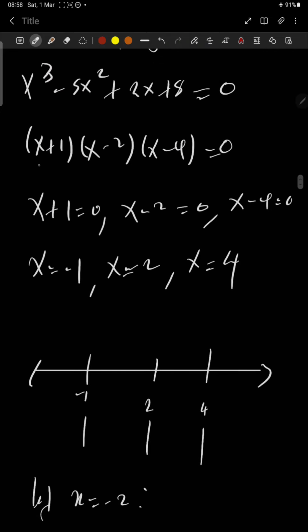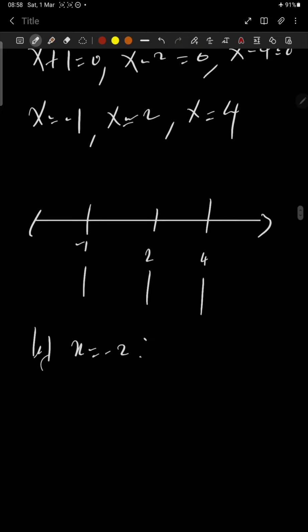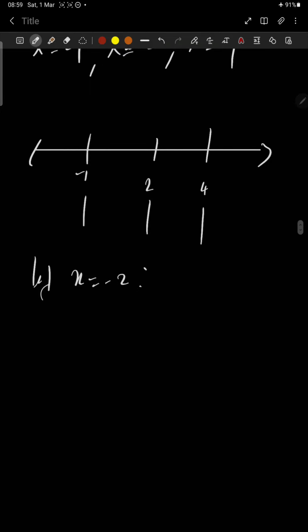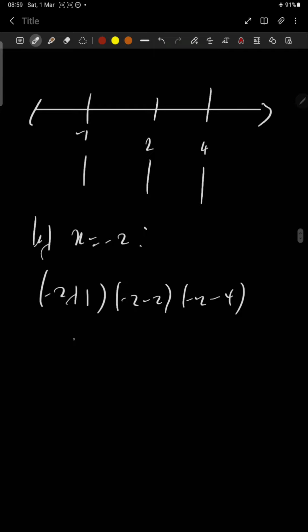Now this negative 2, I'll replace it in each place where I took the critical points from. So I'm going to have negative 2 plus 1, negative 2 minus 2, negative 2 minus 4. Negative 2 plus 1 is negative, negative 2 minus 2 is negative, negative 2 minus 4 is negative. I only care about the signs. For example, negative 2 plus 1 is negative 1, but I'll just take negative. Negative 2 minus 2 is negative 4, I'll take negative. If that is negative 6, I'll take negative.